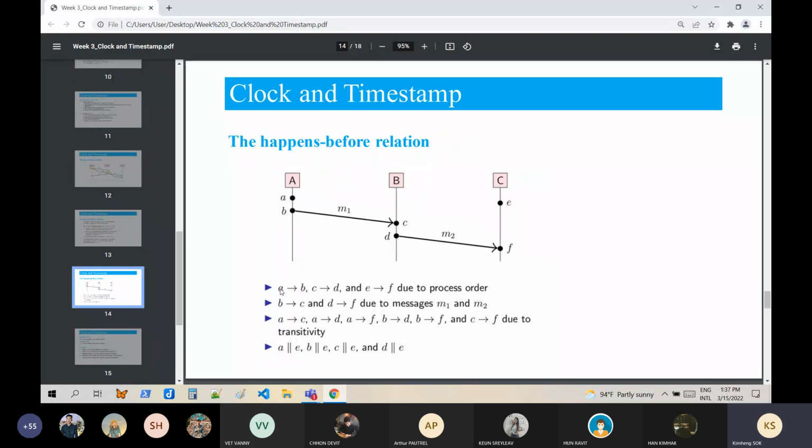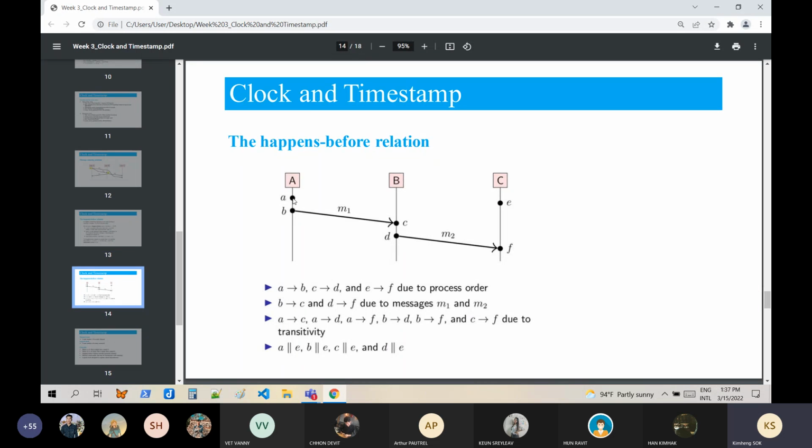So A happens before B, C happens before D, E happens before F, because those processes are running on the same computer. And the other thing, B happened before C, and D happened before F. Why? Because it is message sending, so the sender must happen before the receiver. And the other one, for example, A happened before C.